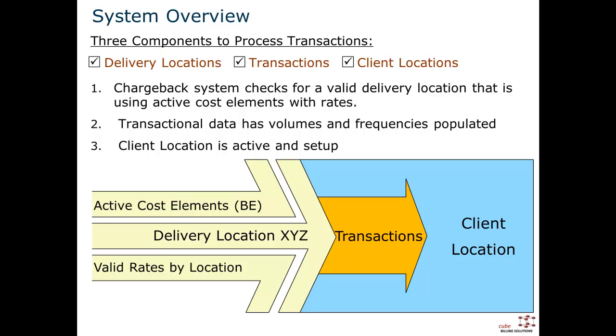The second component would be a valid transactional data, and transactional data looks for two key pieces of information. The first is that it has volumes that are populated, so it needs to know how many of the cost elements were consumed and the frequency in which those are scheduled to occur. The third component is a valid client location. Each client, or the organizations that consume the products and services, must be set up in the cost allocation and cross-charging system.